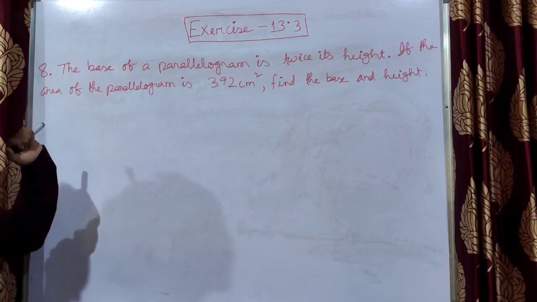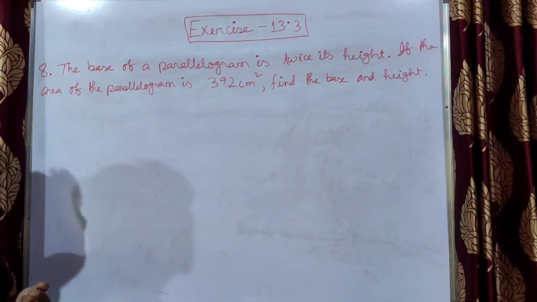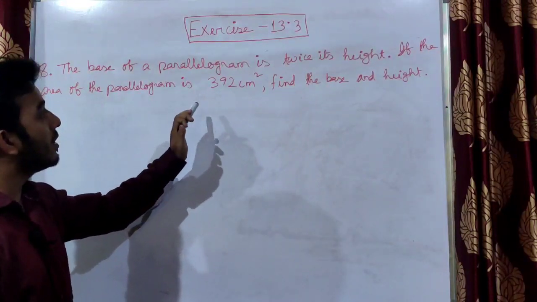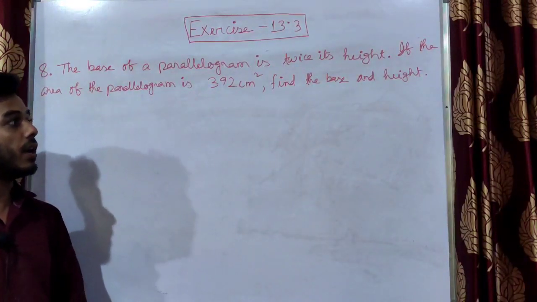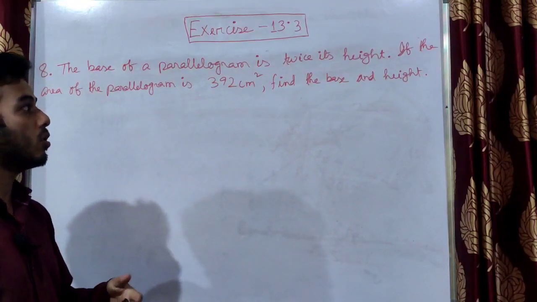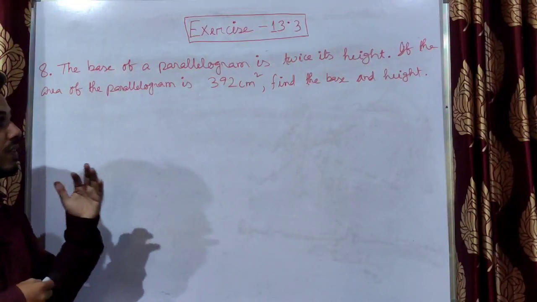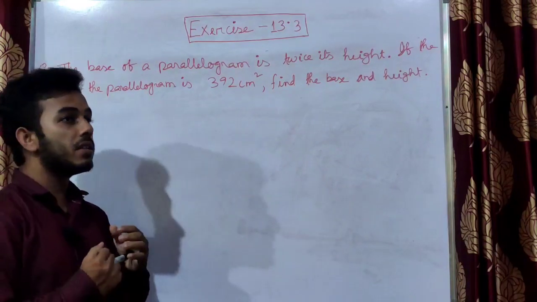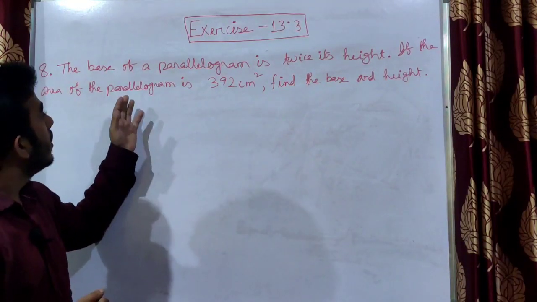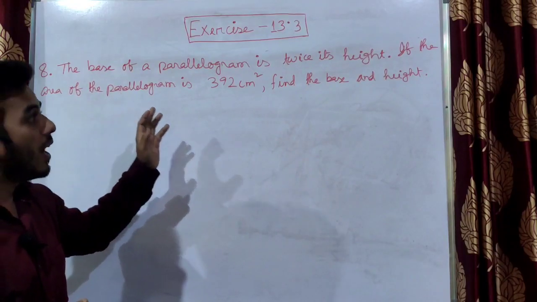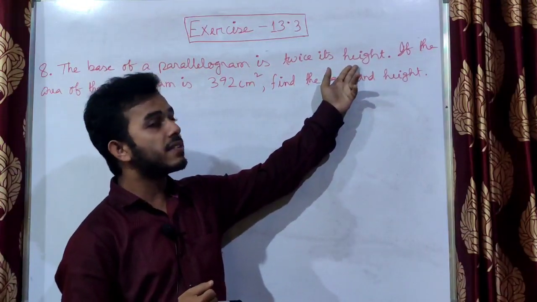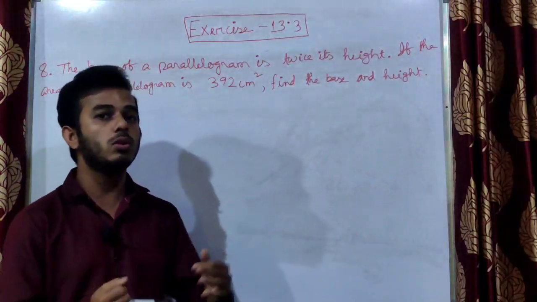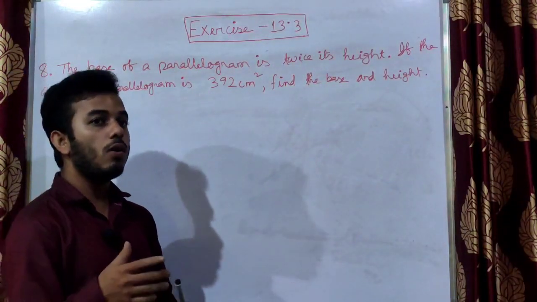In this question, the base of a parallelogram is twice its height. If the area of the parallelogram is 392 centimeter square, find the base and height. So what is asked in the question? We have to find the base and the height, and the relation between base and height is that the base is twice its height. So we don't know the height, so how will you find base?